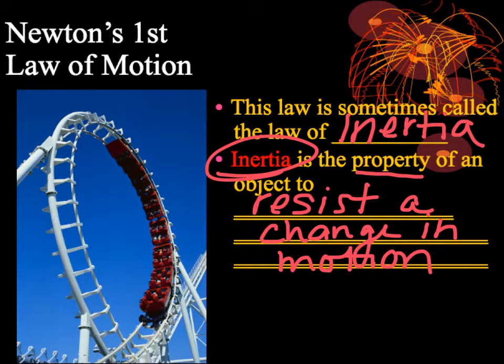Okay, all objects will resist changing motion once they've already been in motion. Like the first law states, an object in motion will stay in motion and it will want to continue that motion until an unbalanced force acts on it. So inertia is just a simple way to state that all objects, because they're made of matter, resist a change in motion.